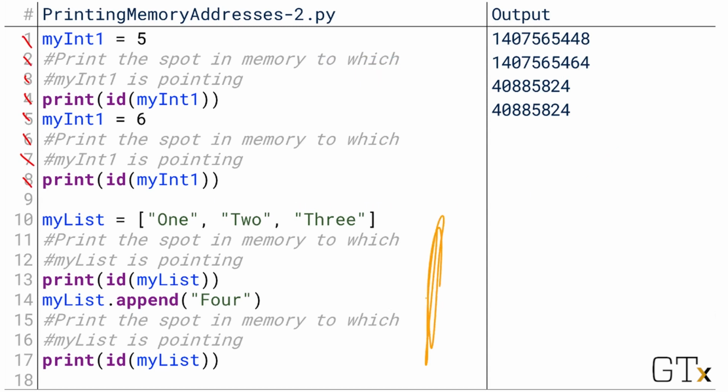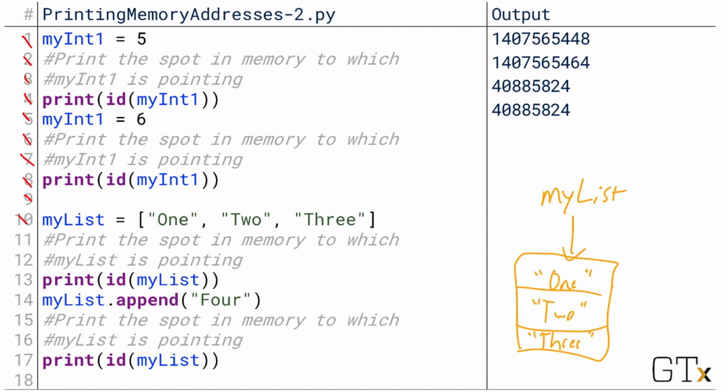The second part of this code, though, shows what happens when a data type is mutable, meaning its value can be changed. Line 10 creates a list, which we'll talk about later, and gives it the value 1, 2, 3. All those are strings. Visually, that's the same kind of thing. We now have a variable named myList, and it's pointing to a list of values.